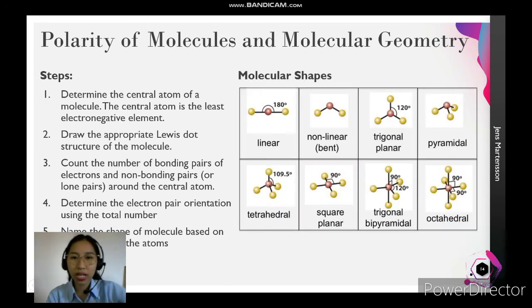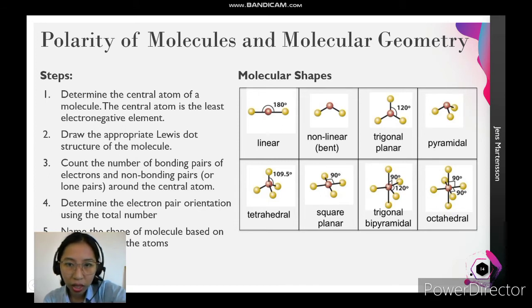Okay? First, we have linear. Linear is a straight line, of course, and it has an angle of 180 degrees. So, you can see here, naglinya ang imuhang atoms. Diri sa illustration, tulo ka atoms nga naglinya. As you can see here, ito ang central atom, and ito ang mga terminal atoms. Ang tawag ana is terminal atoms. So kining imong central atom, kasagaran aning linear is naa siyay duha ka bonding pairs.